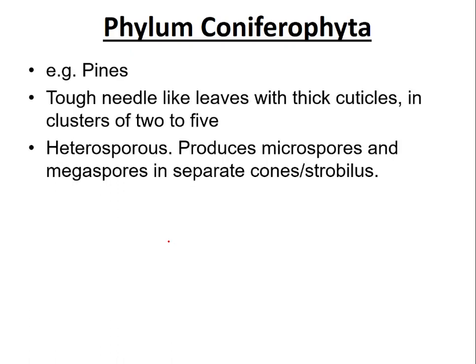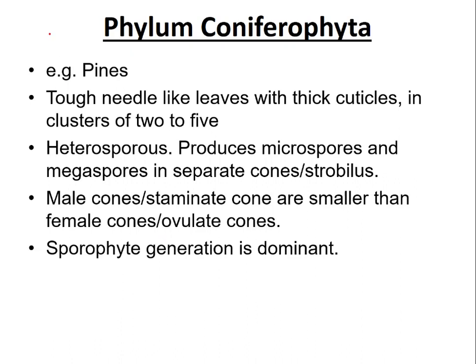Example, pines. Pines have tough needle-like leaf with thick cuticle in a cluster of 2 or 5. Coniferophyta are heterosporous, produce microspore and megaspore in separate cones, or we call as strobilus. The male cone, or known as staminate cone, is smaller than the female cone. So the female cone is larger compared to the male cone, and the dominant stage of the life cycle is the sporophyte generation.